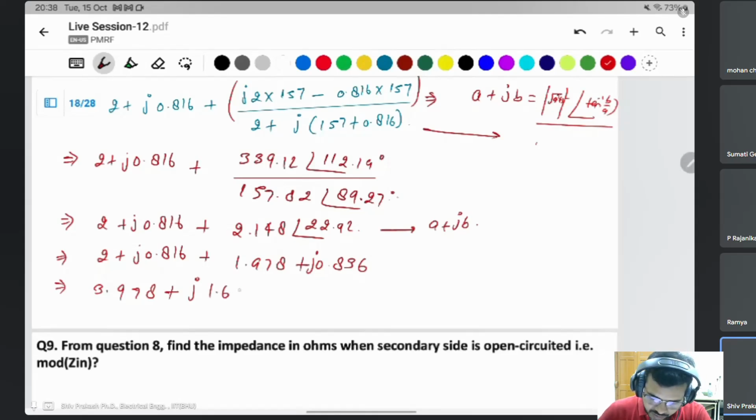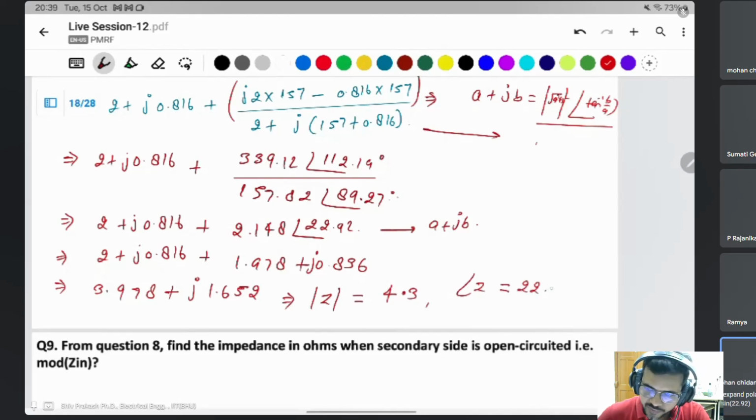Then it is asking about the magnitude. The magnitude of this one will be 4.3, and the angle of this one is 22.55 degrees.